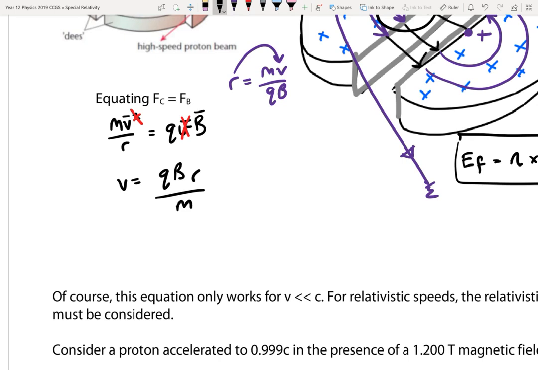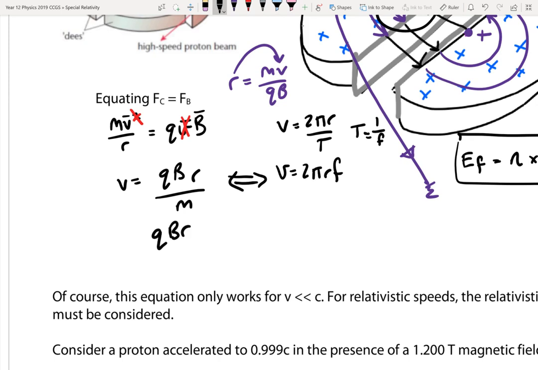All right. Now we'll do a little side mission here. We need v equals 2 pi r on T, and we know that T equals 1 on f. So we could do v equals 2 pi r f, our friend that sometimes comes in handy. We can now equate 2 pi r f equals qBr on m. Watch this. qBr on m equals 2 pi r f. Can we cancel? What can we cancel? Yeah, look at that.